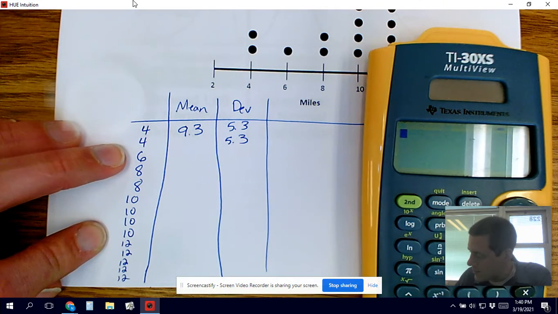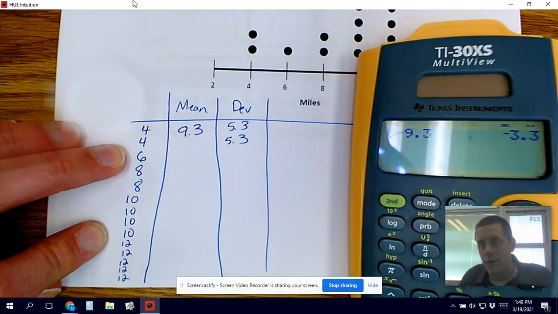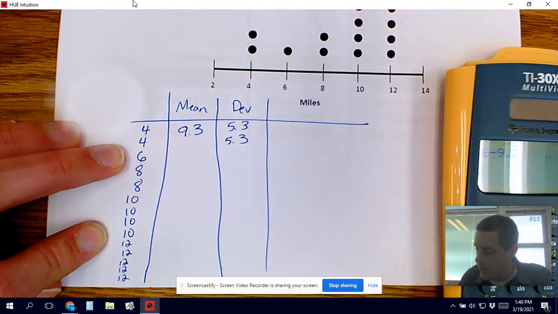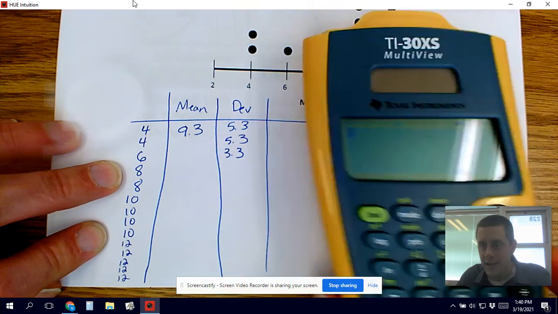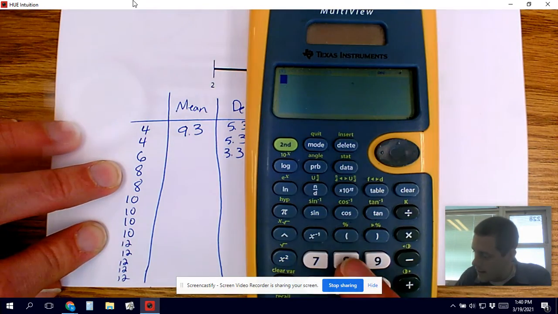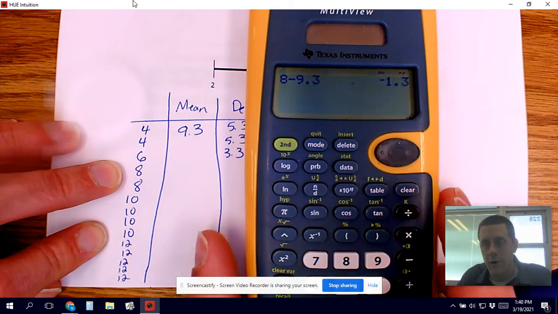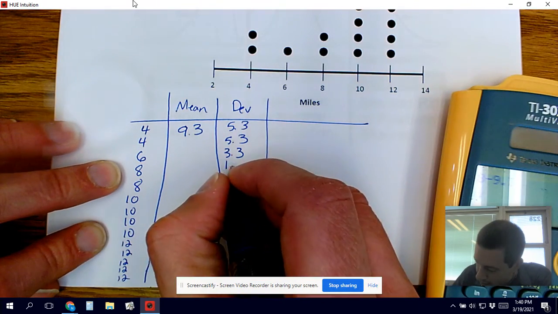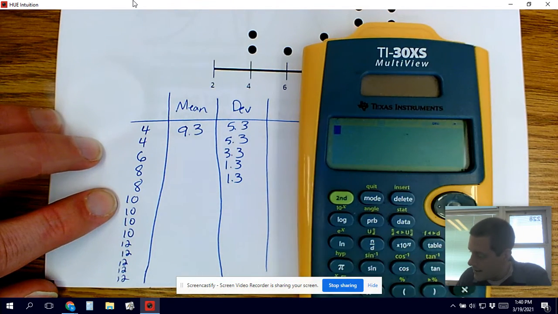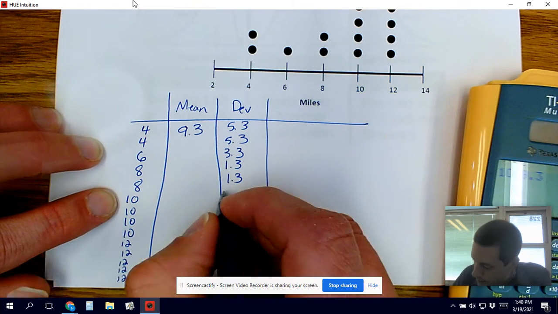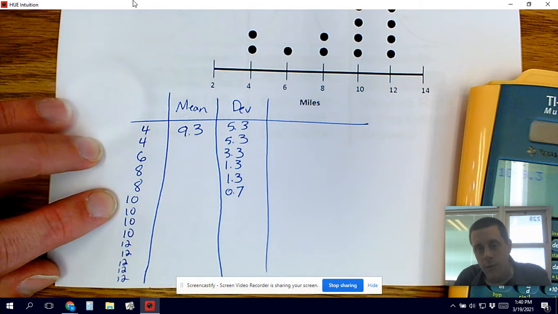Next, we have a 6. We're going to do 6 minus 9.3. Gives me a deviation of negative 3.3. And we want to make that absolute. So positive 3.3. Next is the 8. So in our calculators, we're typing 8 minus 9.3. A deviation of negative 1.3, make it positive. So both 8s have a deviation of 1.3. And now we have 10. 10 minus 9.3 gives me a deviation of 0.7. It's already positive, so I don't need to worry about it.